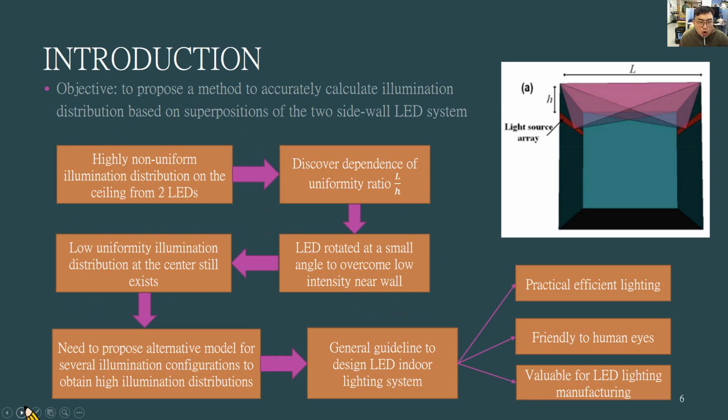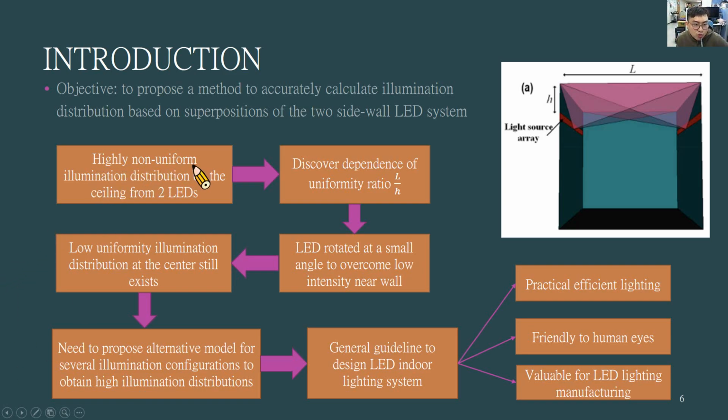The purpose of the research is to propose a method to accurately calculate illumination distribution based on superposition of the 2 sidewall LED system. I've put the picture of the system here on the right. These are the 2 sidewalls, the left one and the right one. So how does it work?